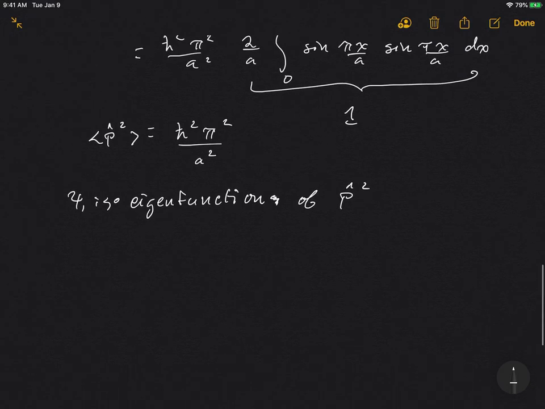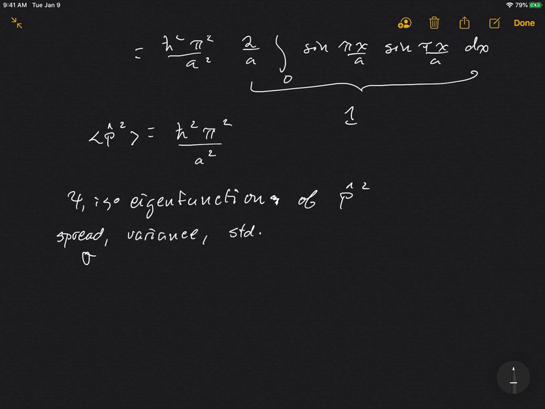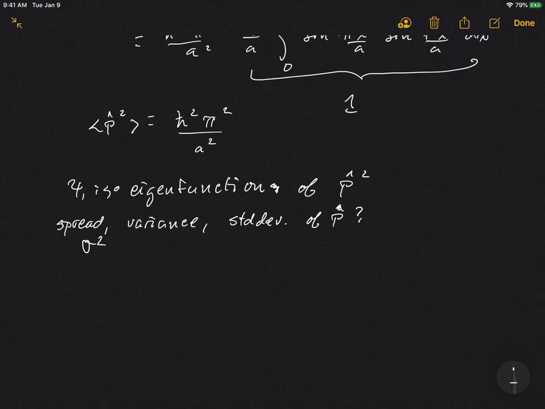Okay, then what is the spread, the variance, the standard deviation of the momentum operator? So we want to get sigma squared, and for momentum, that's going to be the momentum squared operator expectation value, minus the expectation value of the momentum operator, quantity squared.